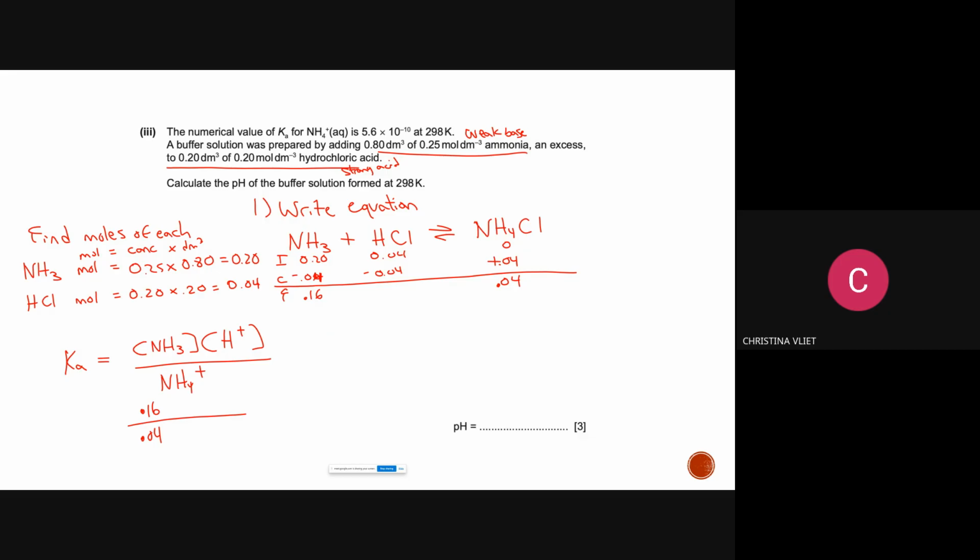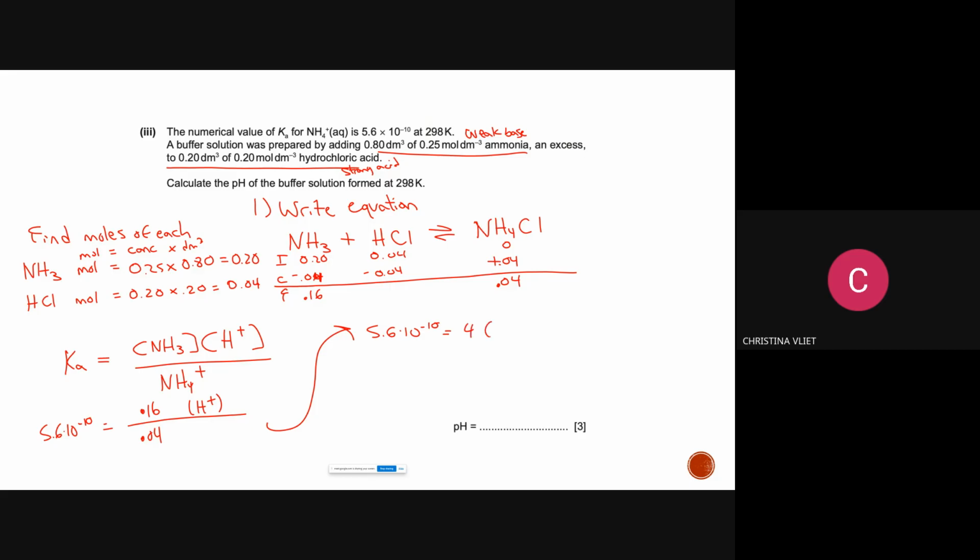What am I looking for? H plus, right? And what would be my Ka? 5.6 times 10 to the negative 10. What do we do after that? 5.6 times 10 to the negative 10 equals 0.16 divided by 0.04, so you can just divide those two numbers. What are those two numbers divided to become? I get 4.